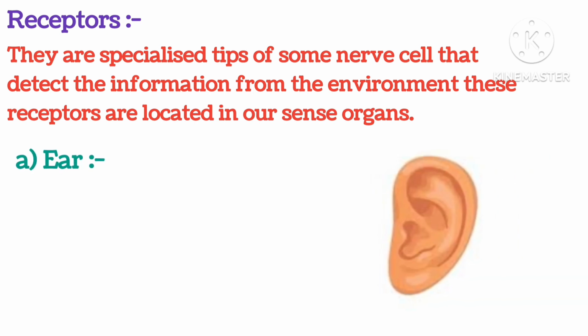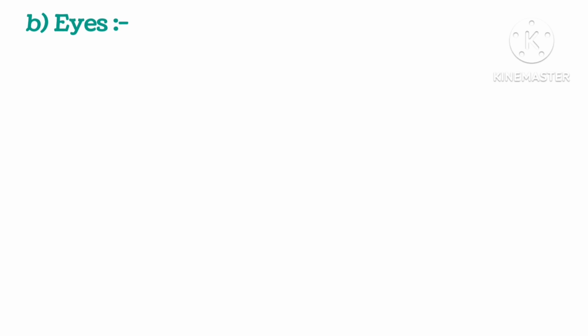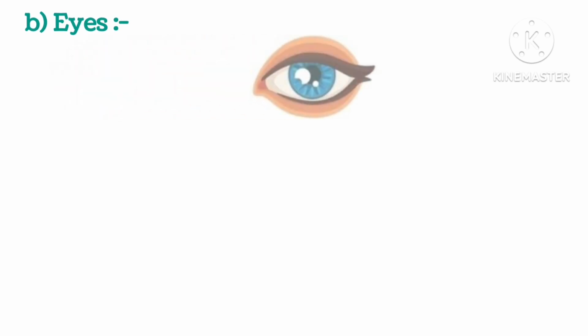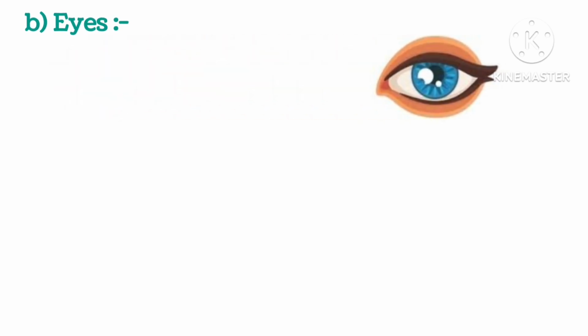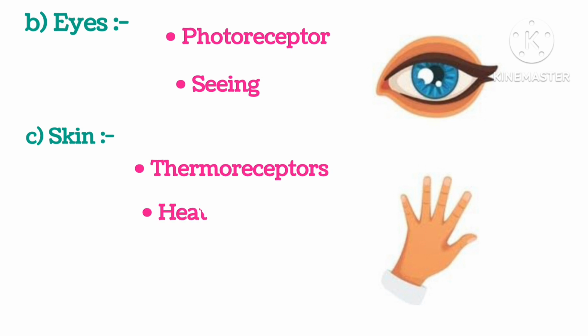Ear, also known as phonoreceptors, helps in hearing and balance of the body. Eyes, also known as photoreceptors, helps in seeing. Skin, also known as thermoreceptors, helps in detecting heat and cold and touch.